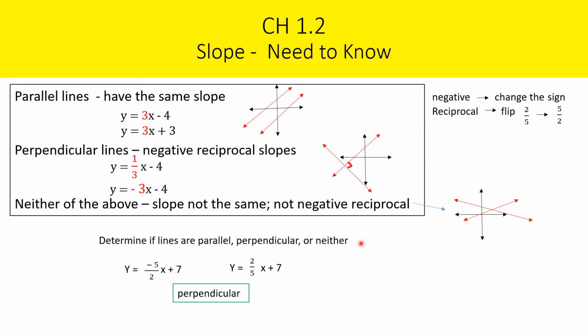An example here, you're going to get the question: determine if lines are parallel, perpendicular, or neither. These are your two equations. You just have to look at the slope. First, this is a negative slope, so the other one has to be positive. Yes. Second, it's 5 over 2, so the other slope has to be 2 over 5, and it is. So therefore, they are perpendicular lines, and they will look something around the order of that.